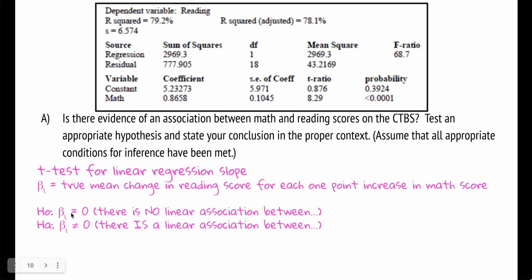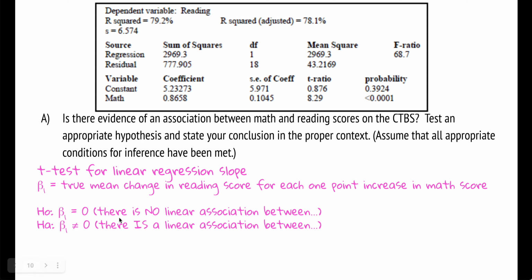When you're writing your hypothesis statements, it is totally fine to just say null is that there is no linear association between math and reading score. You don't have to necessarily say the beta 1 equals 0 part, but it will come in handy usually on multiple choice questions, or just generally understanding what we're testing for is that there's a slope.